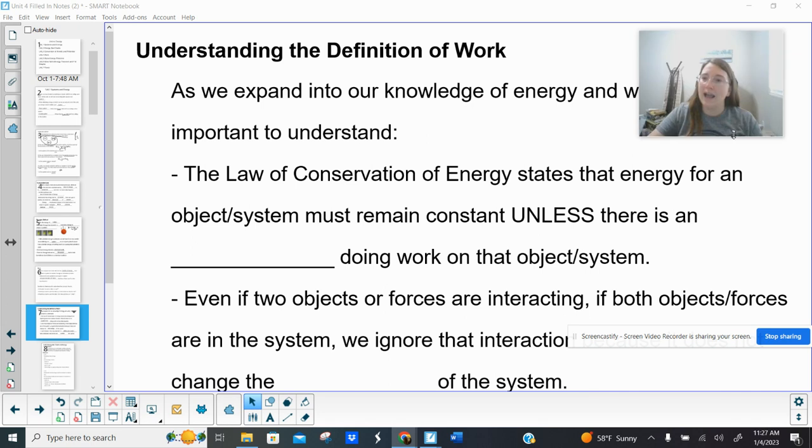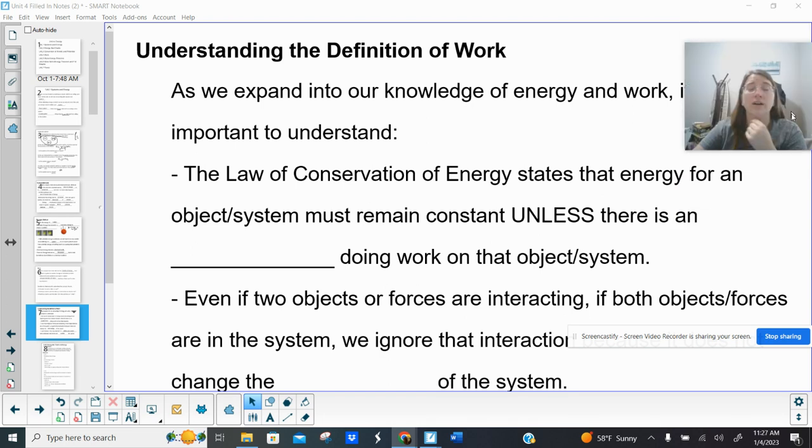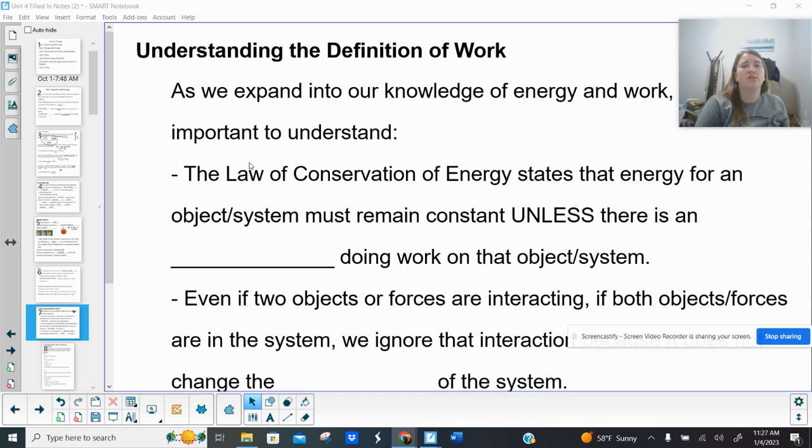Okay, so last thing here, and then like I said, your assignment is getting used to the concept of an open versus a closed system, and practicing with just the other vocabulary, really. So as we expand into our knowledge of energy and work, it's important to understand the law of conservation of energy states that energy in an object or a system must remain constant. This is the whole conserved idea, unless there is an outside force doing work on the object or the system.